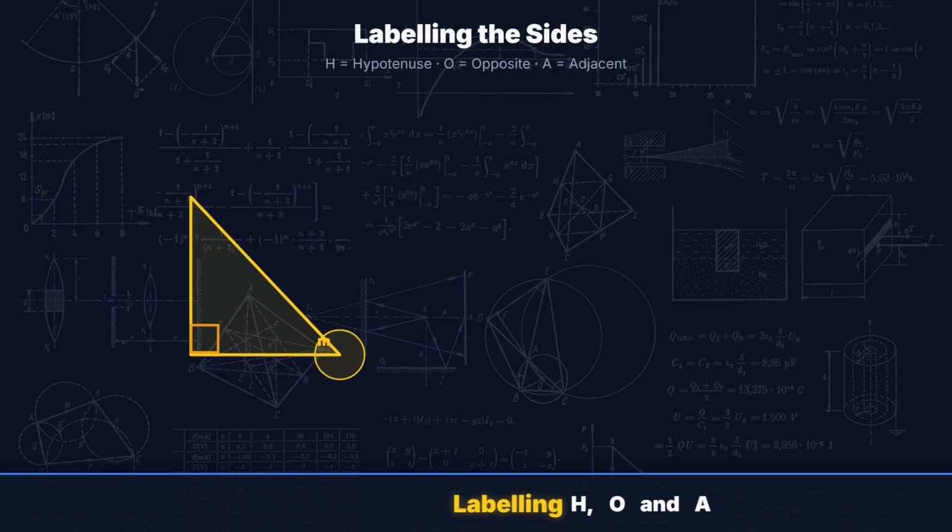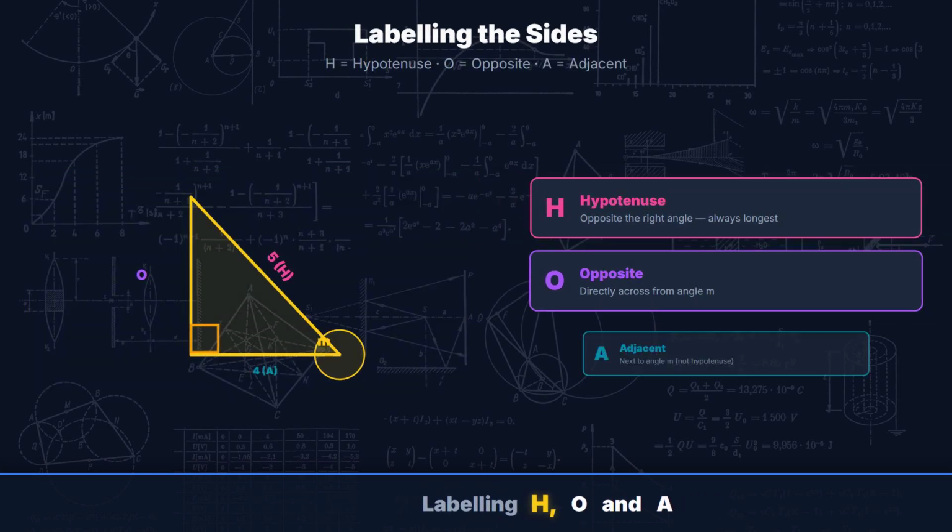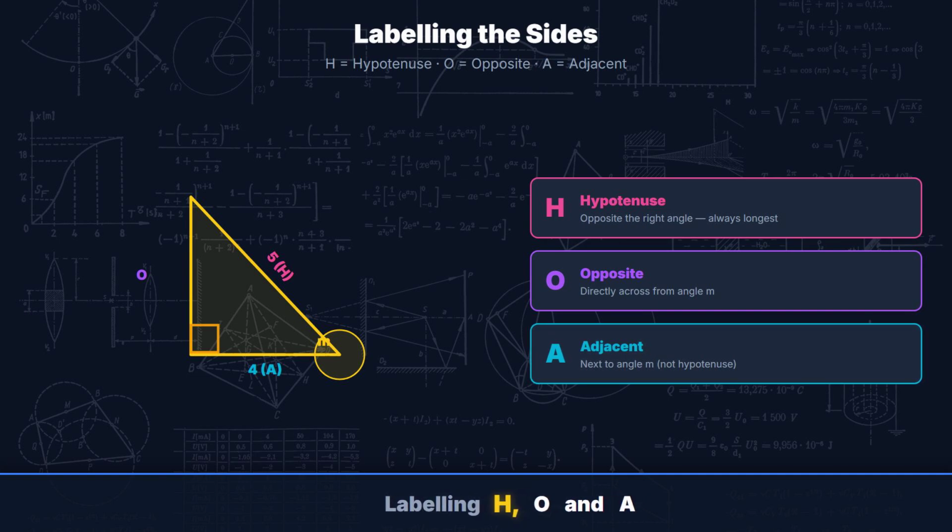Let's label them together. The long slanted side opposite the right angle is our hypotenuse, marked with a capital H. The vertical side across from our angle is the opposite, marked with an O. And the base next to our angle is the adjacent, marked with an A.